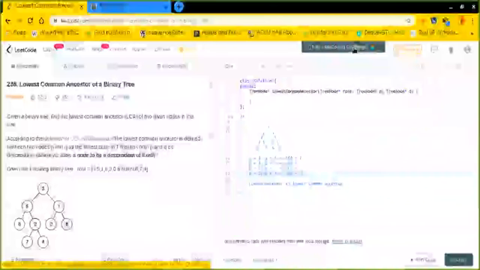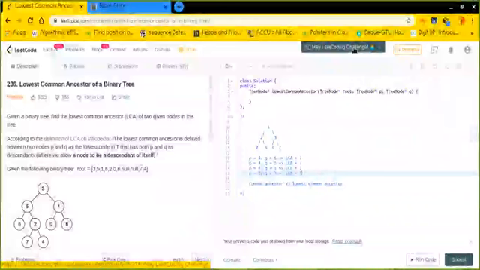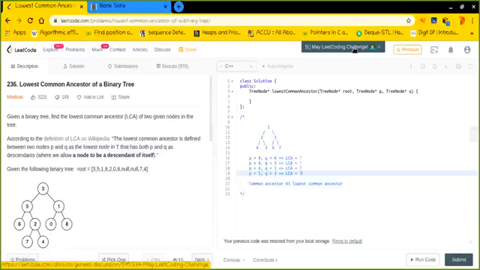Hey everyone, today we are having one more really interesting problem, which is to find the lowest common ancestor of a binary tree. Basically, in this question you are given two nodes, and you need to find which node is the lowest common ancestor of these two given nodes. First of all, I would like to clarify what is LCA, or lowest common ancestor.